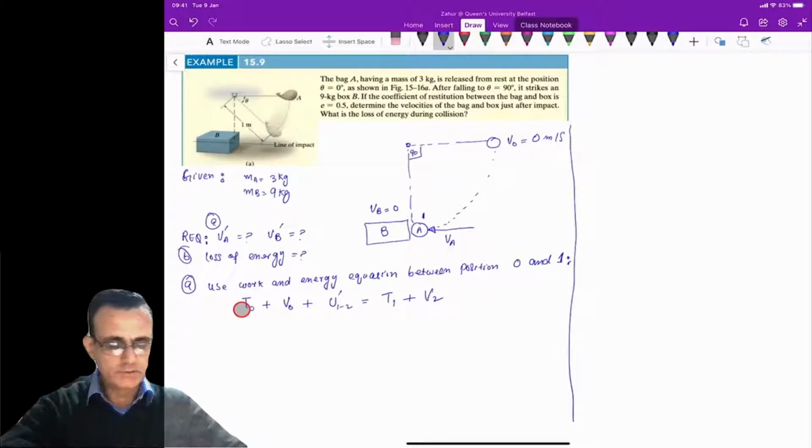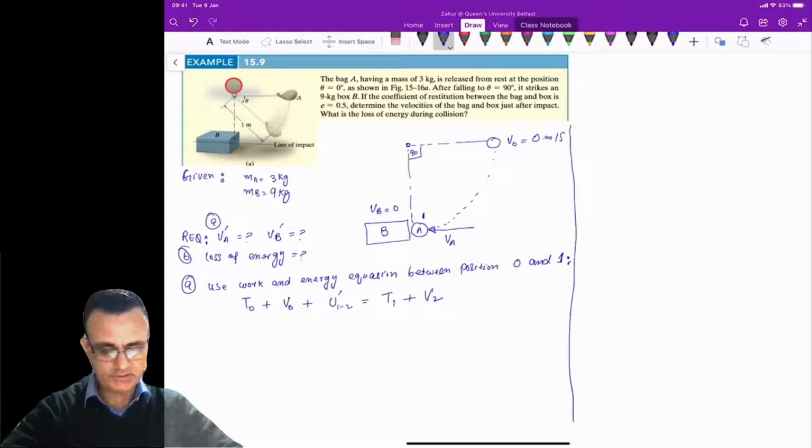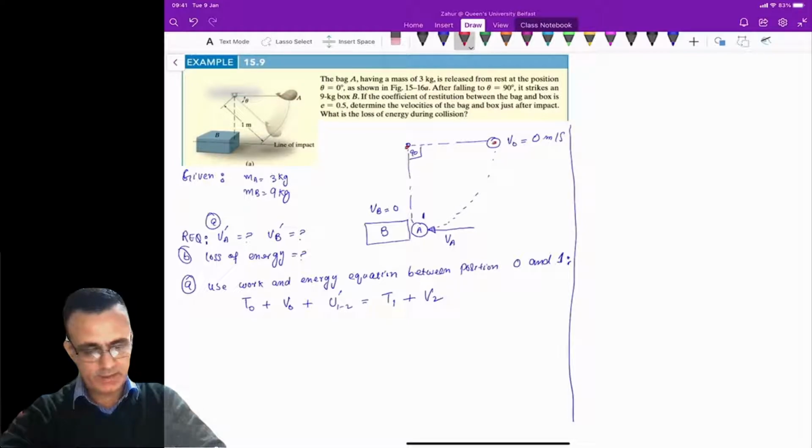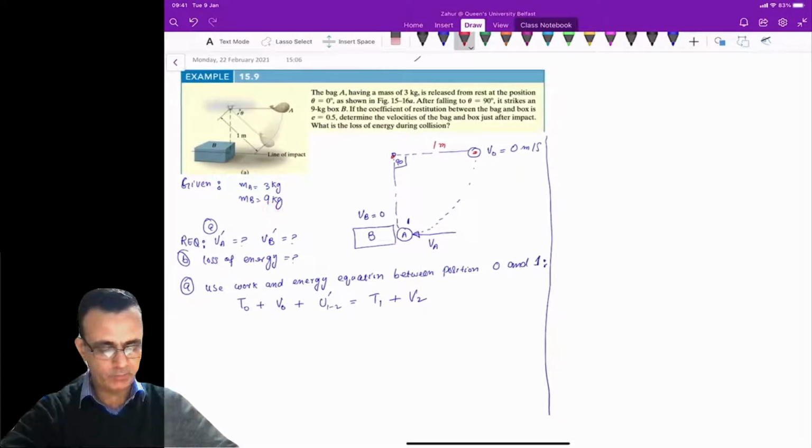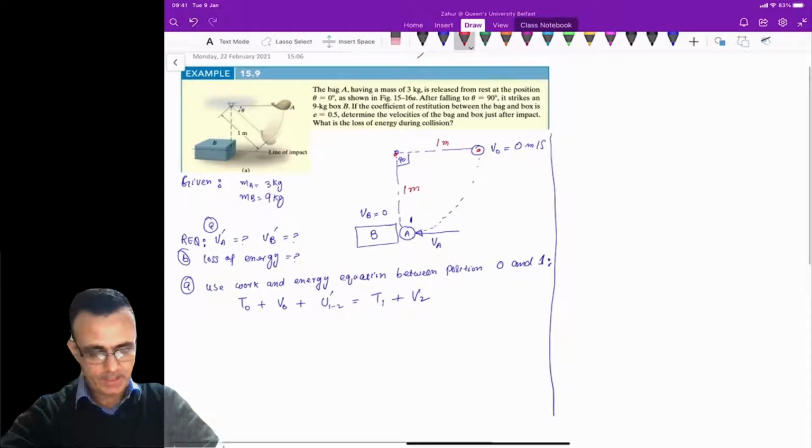So T naught is the initial kinetic energy at location 0 here. V naught is the potential energy at location 0 here, which can either be elastic potential energy or gravitational potential energy. And then the work done by any force between this point and this point, other than gravity and elastic forces. And then finally, we have the final kinetic energy and potential energy at location 1 also. In addition to this, you are also given this distance here. So this distance from here to here is 1 meter. So this is automatically 1 meter because this is just the radius of this circle here. This is also 1 meter here.